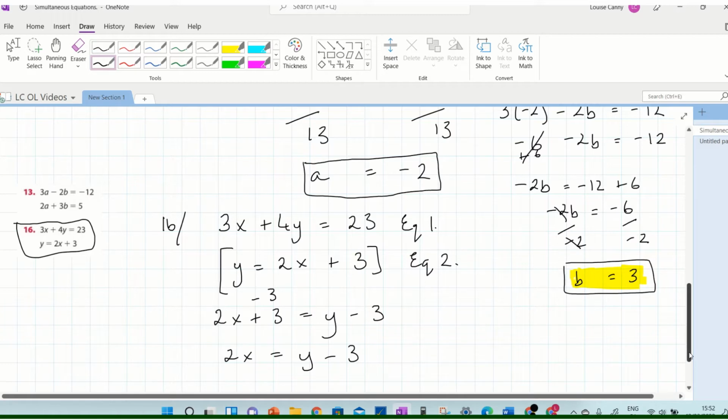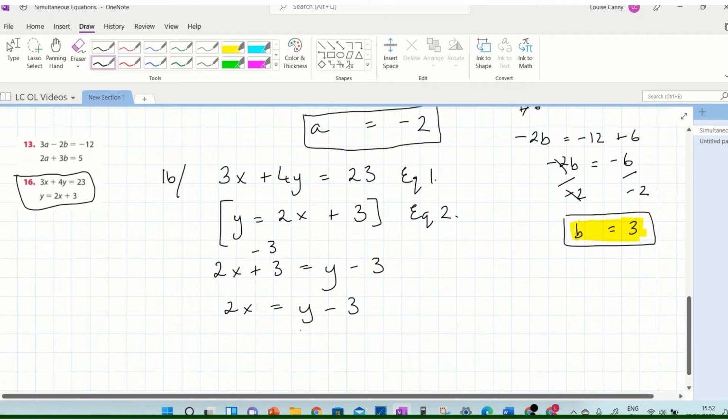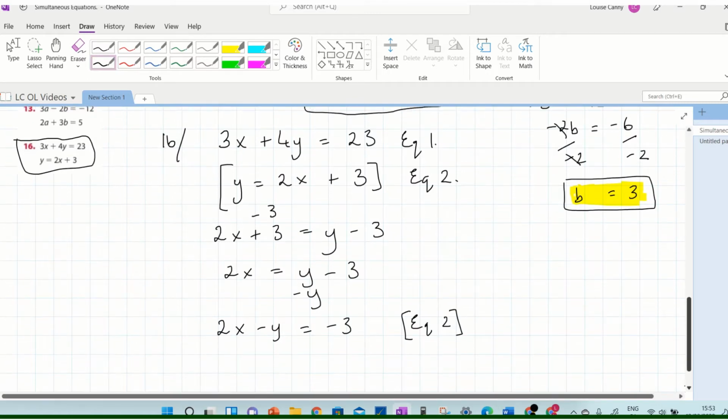So I nearly have my equation looking how I want it to look. But what I want to do now is remove the y from the right hand side. So I'm going to subtract y, and remember, anytime I subtract y from the right hand side of the equation, I have to do the same to the left. So I get 2x minus y is equal to minus 3. So now my equation 2, I haven't changed the value of anything, I've just rearranged it to make it look more like the equation that we're used to dealing with.